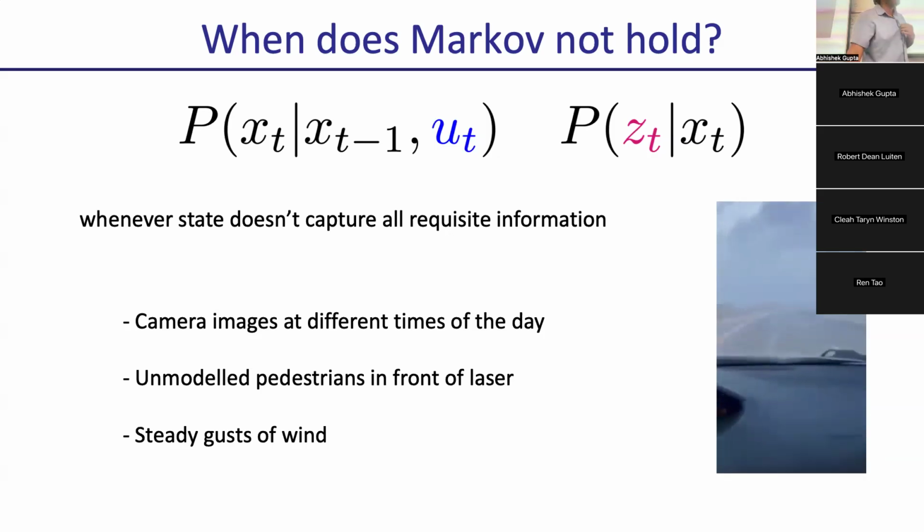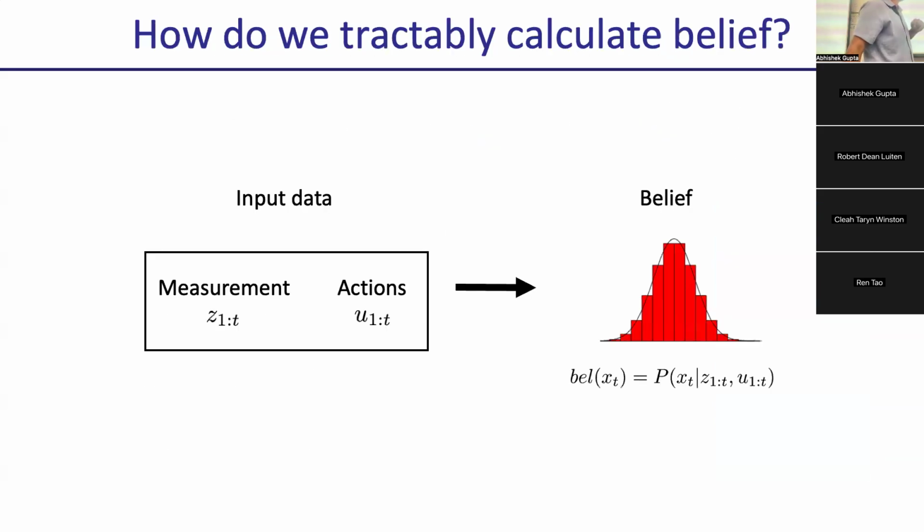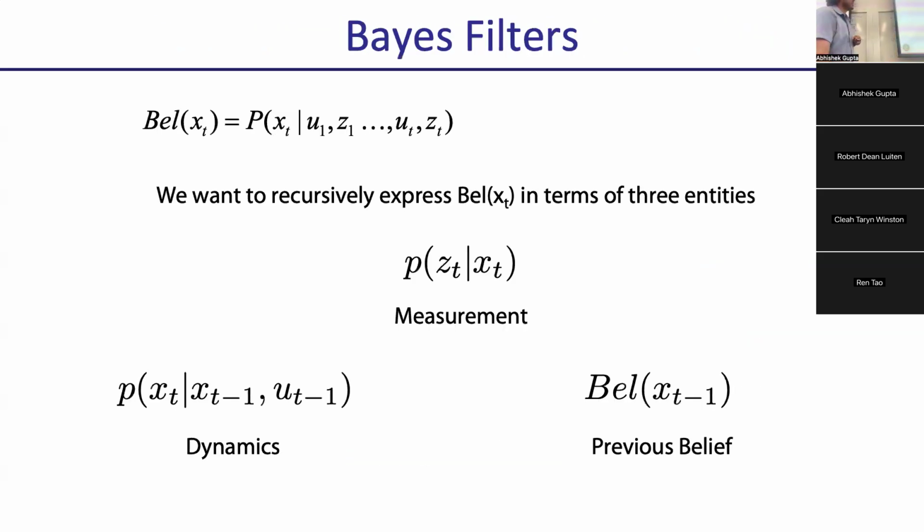Okay. We're going to assume the states are Markov. So our Bayesian filtering problem is that we have measurements and actions, and we want to estimate belief, a probability distribution over the state. So we're going to use a Bayes filter.